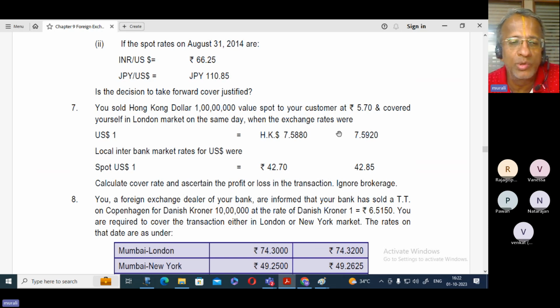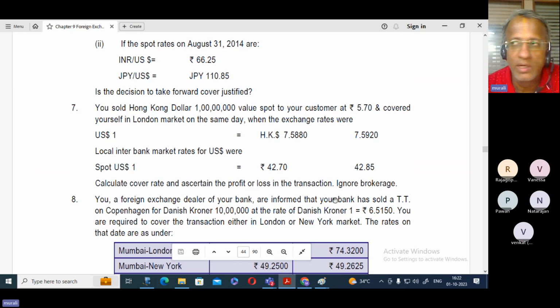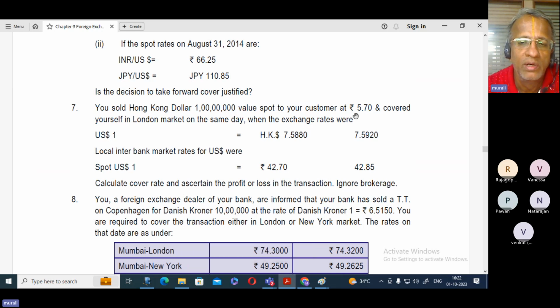See, this is about a dealer who does this job, where he had promised that he will transact at 5.70 for each Hong Kong dollar. In the backyard, how much is the cost that he had incurred? The difference between the rate at which he did it in the backyard and what he did in the front end, that difference is what you have to take as gain or loss. So this is about Hong Kong dollar.